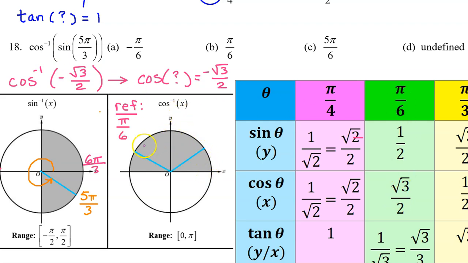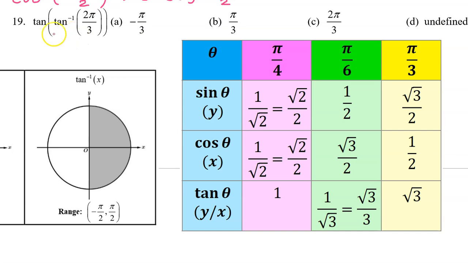Within the restricted range for arc cosine, these are the two angles with a reference angle of pi over 6. Since we want the cosine to equal negative radical 3 over 2, we choose the angle in the second quadrant, where the x values and thus the cosine will be negative. We can think of pi as 6 pi over 6. That makes this angle 5 pi over 6. So the answer is C.